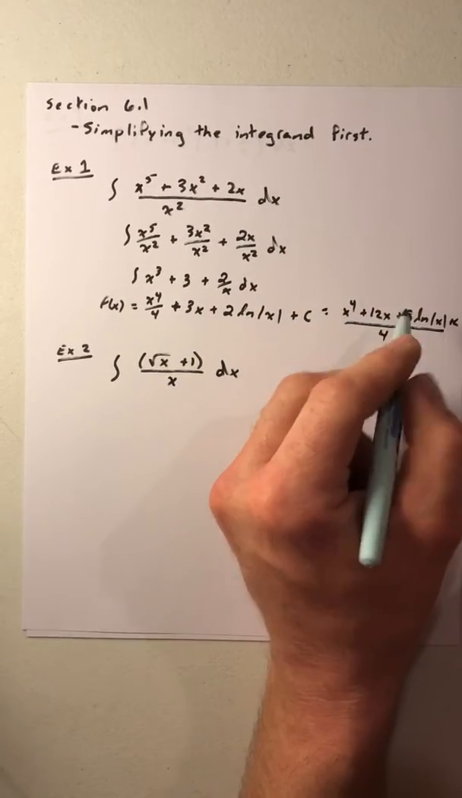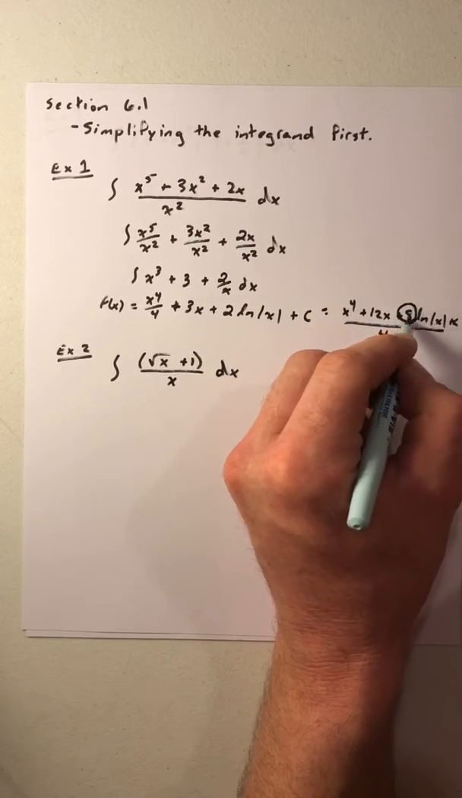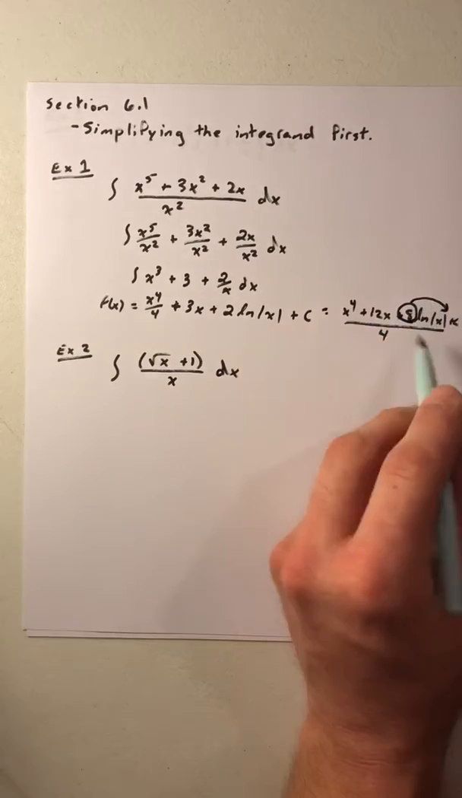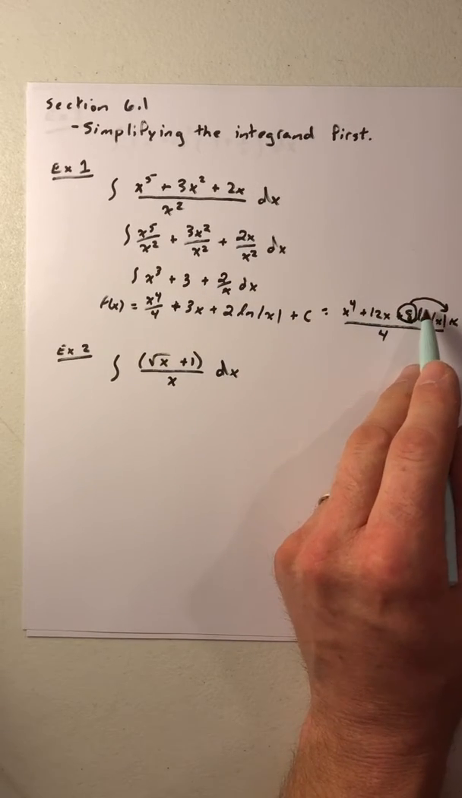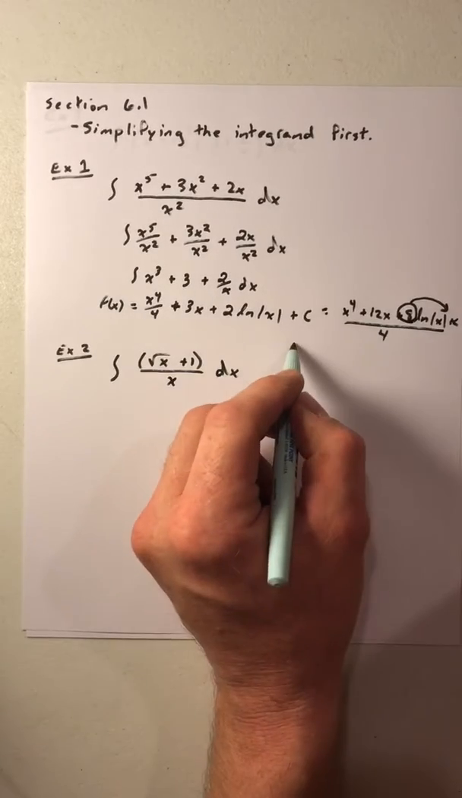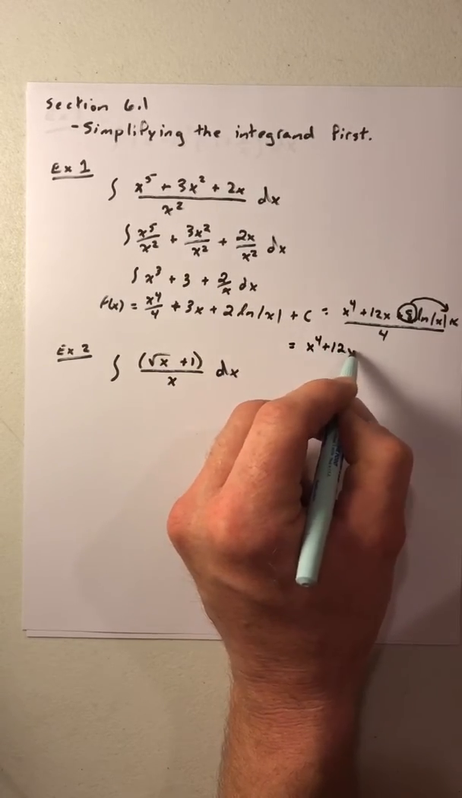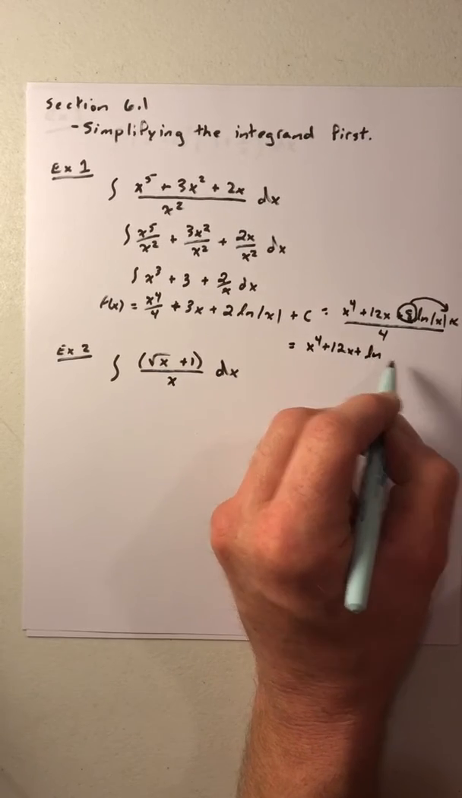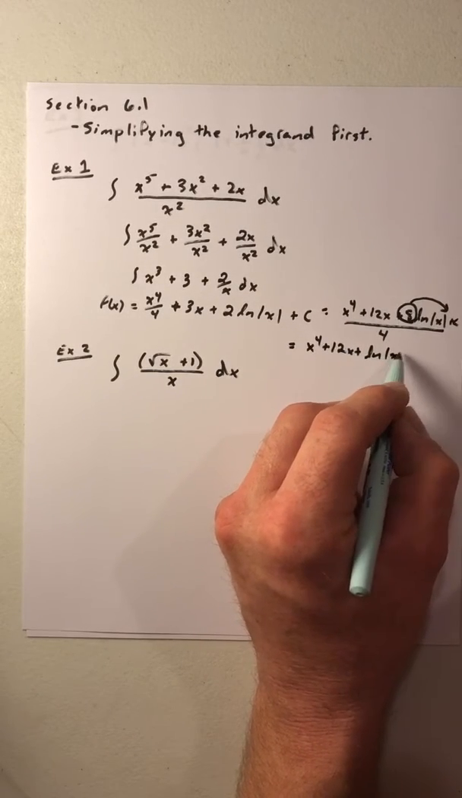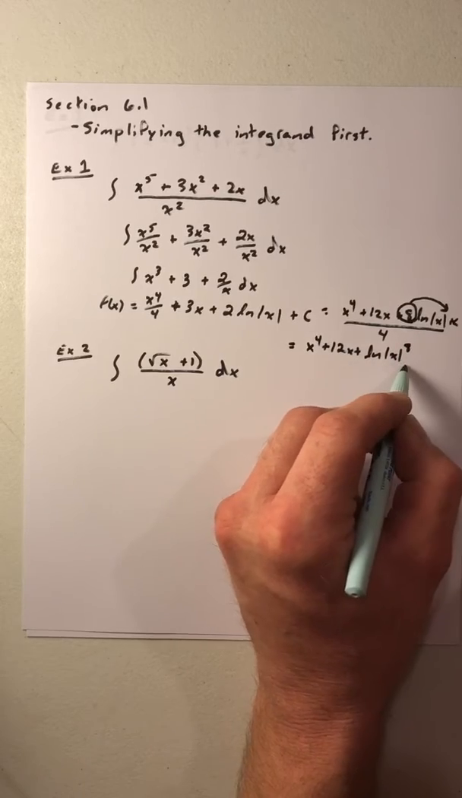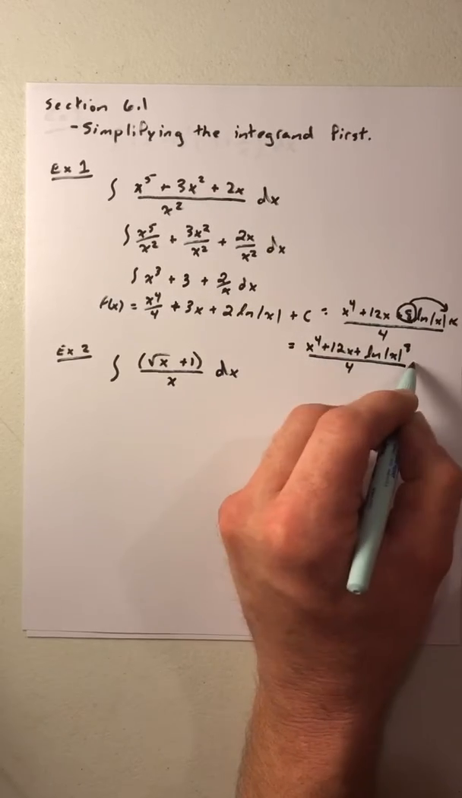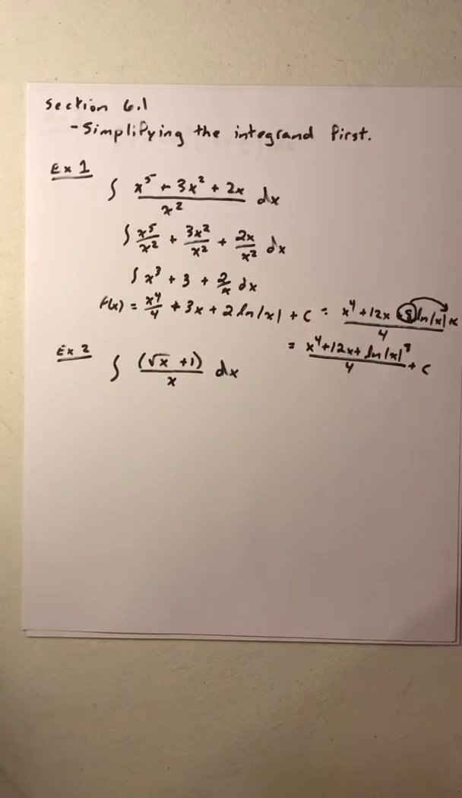The only other thing that we could do is, if you remember, we can take this coefficient of the natural log up as our exponent. So we would end up with x to the fourth plus 12x plus the natural log of the absolute value of x to the eighth, over 4, plus c. I only show that because sometimes we like to put it up there as an exponent, other times we just leave it as a coefficient.